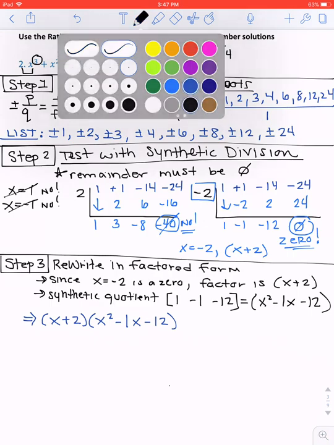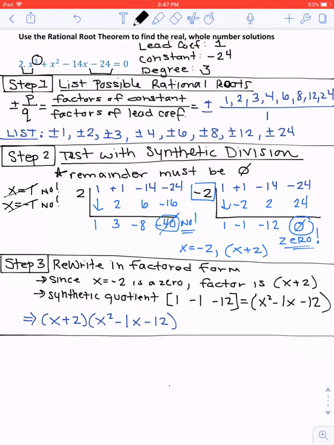Now we're done, right? Yay! No, there's a step 4. Remember, 4 steps. What's step 4? It's a rhyme. Step 4, cannot factor more. So step 4, can I factor more? Look at what you have. You have a quadratic, x squared minus 1x minus 12. Can you factor that? Are there two values that add to negative 1 and multiply to negative 12?